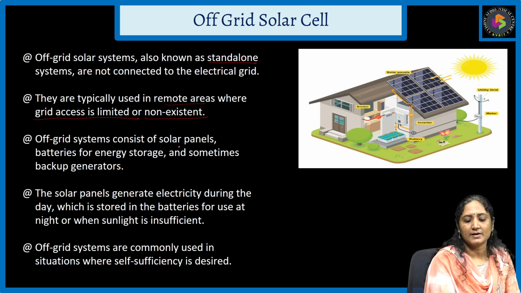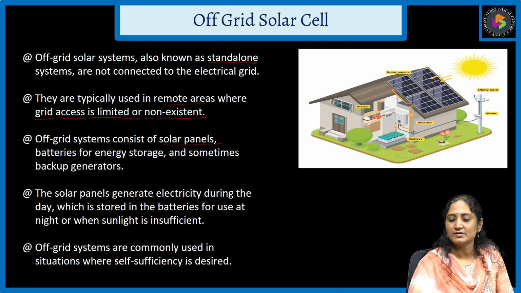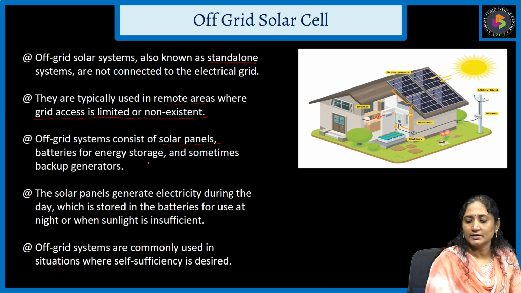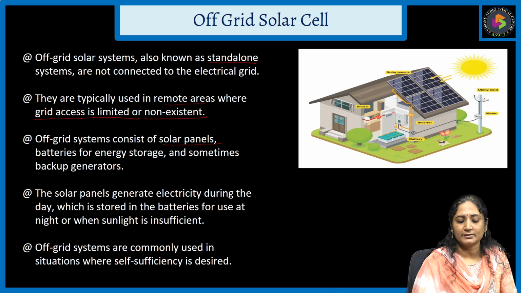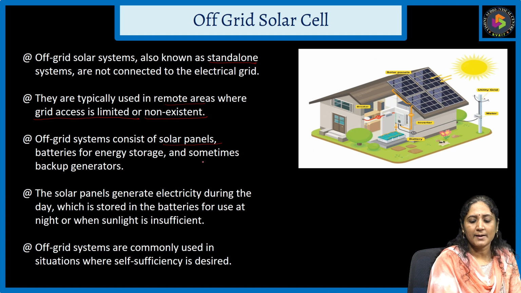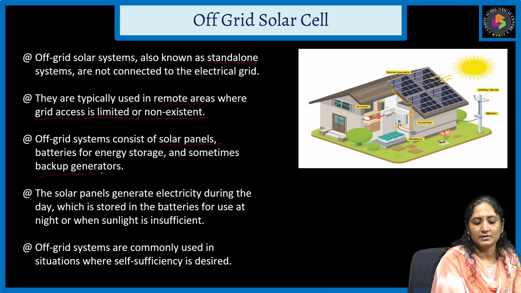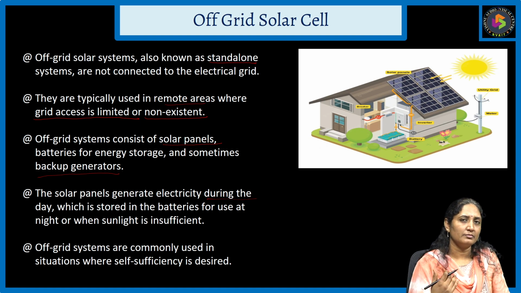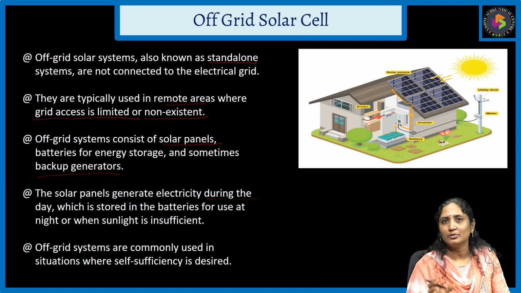Off-grid systems consist of solar panels and batteries for energy storage. These panels are connected to the batteries, because to store the energy we should connect it to a battery, and sometimes there are backup generators also. The solar panels generate electricity during the day. We can store it in the batteries only if the panel is working, and then that energy can be utilized.